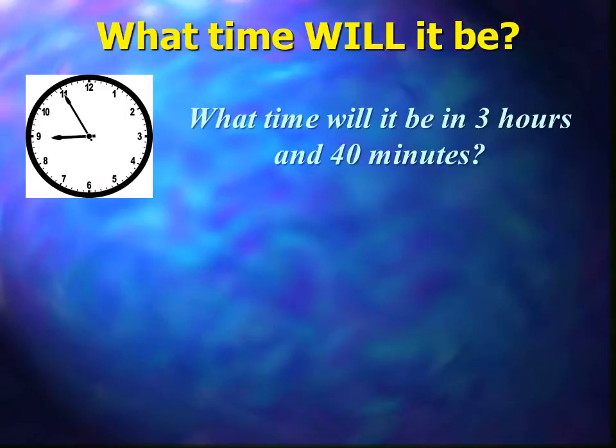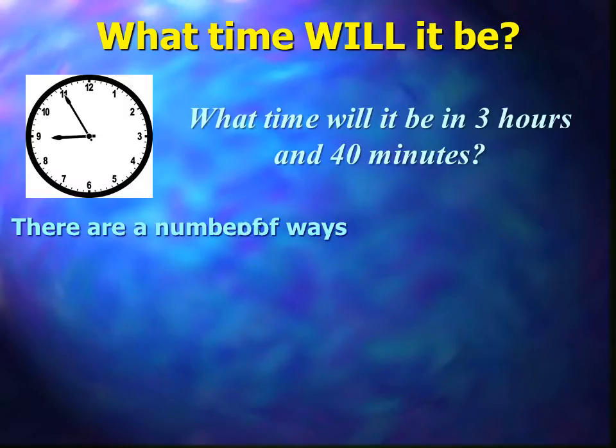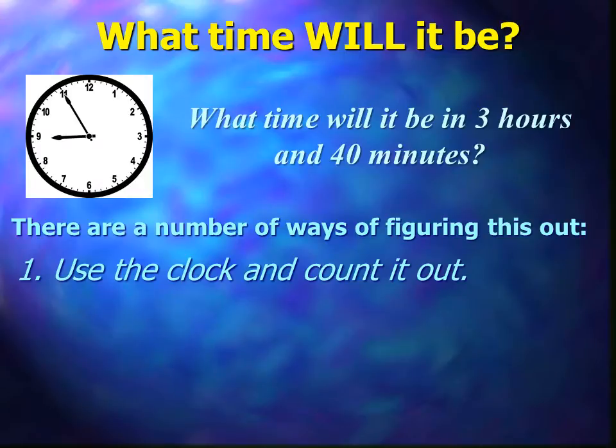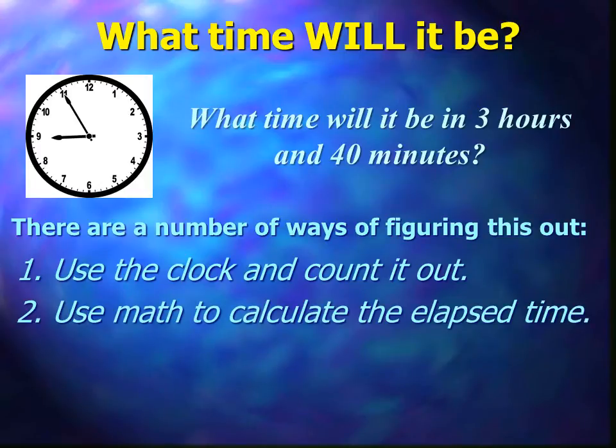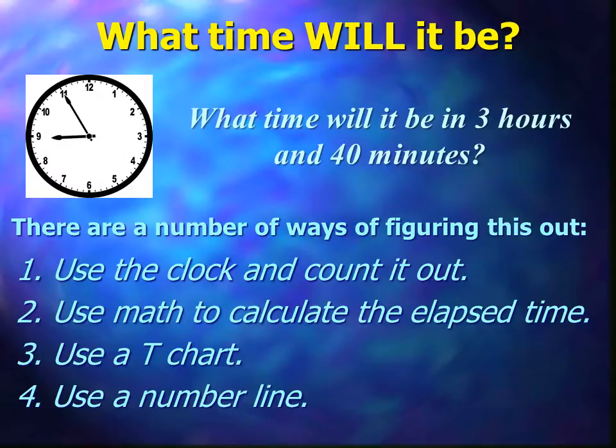What time will it be? What time will it be in 3 hours and 40 minutes from the time shown on the clock? There are a number of ways of figuring this out. You can use the clock and count it out. You could use math to calculate the elapsed time. You could use a T-chart, or you could use a number line. Any one of these strategies will get you the answer, and it all depends on which one you find most comfortable.